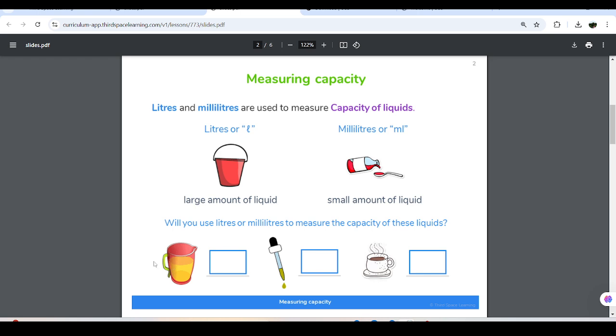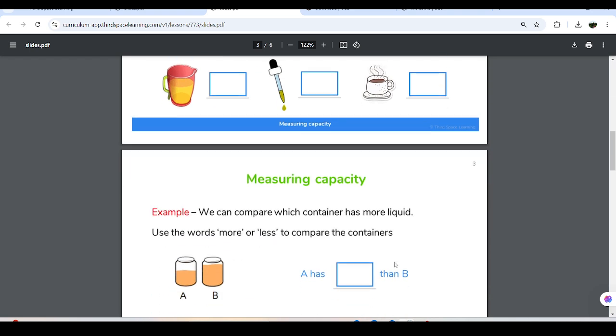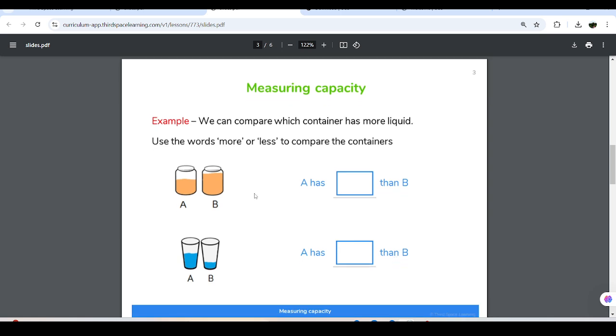For the first one, I would use a liter. Okay, good. And for this one, milliliter. Good. This, a cup of tea or coffee. Liter. Okay, great. So let's take an example.